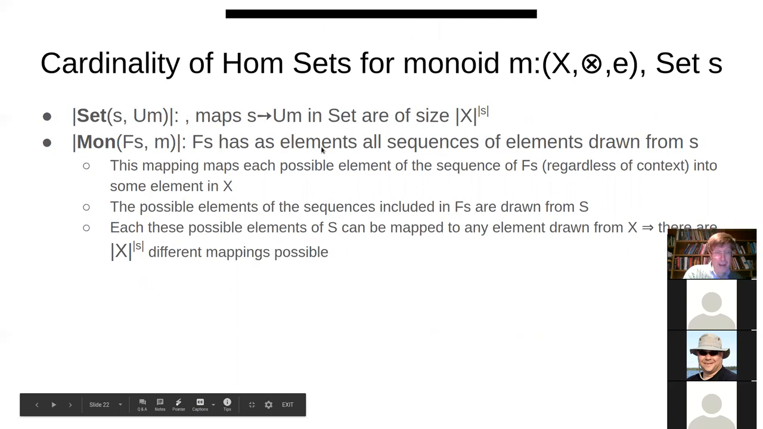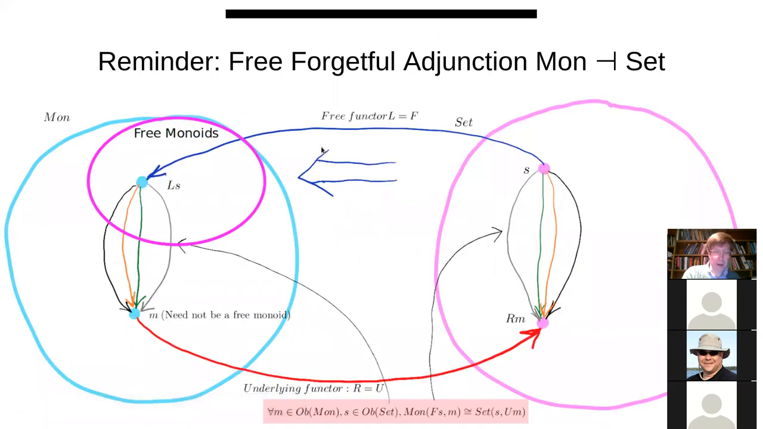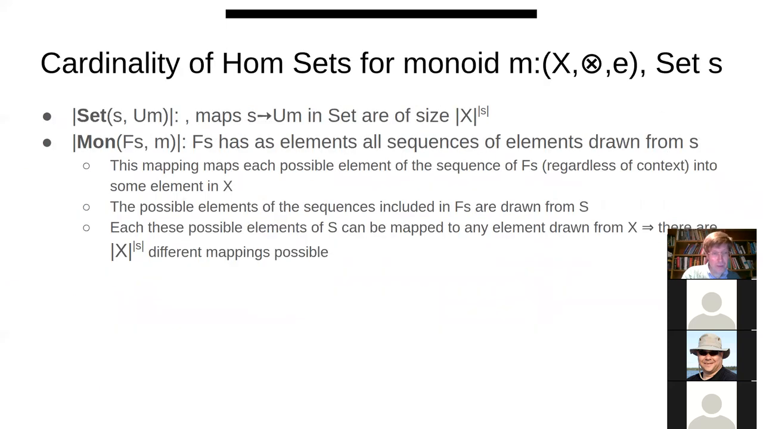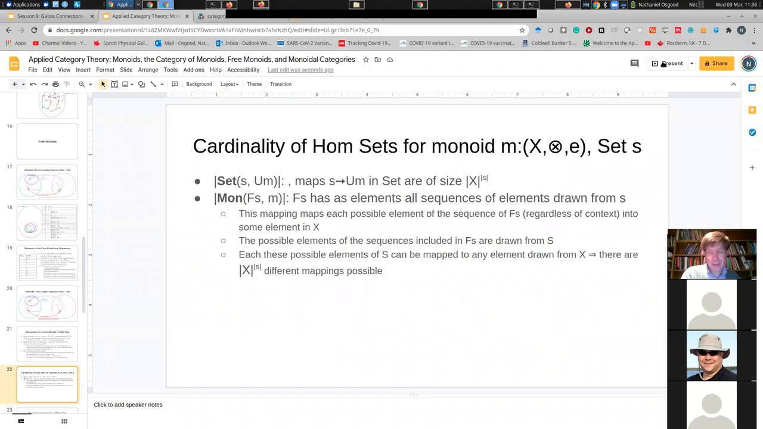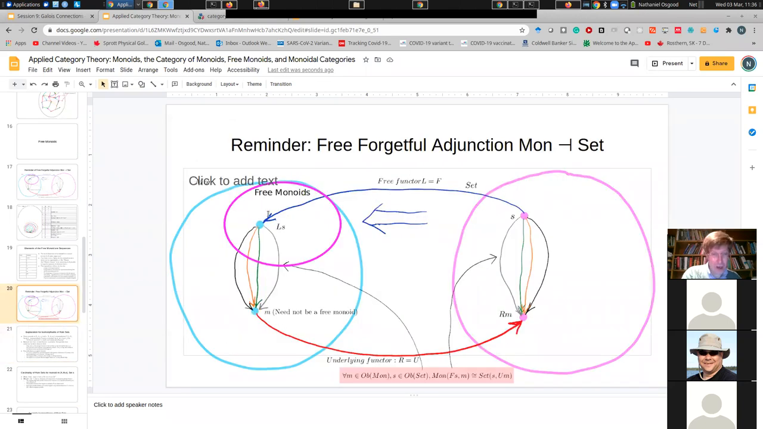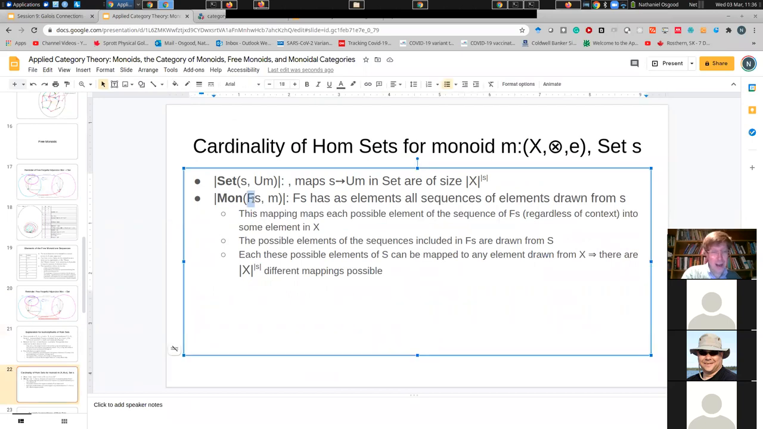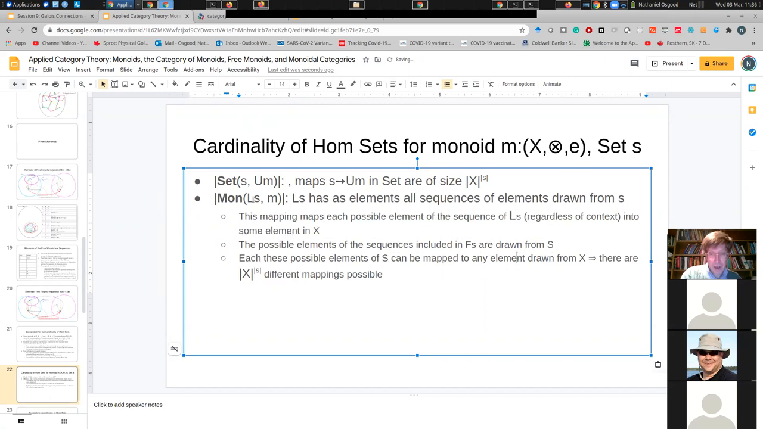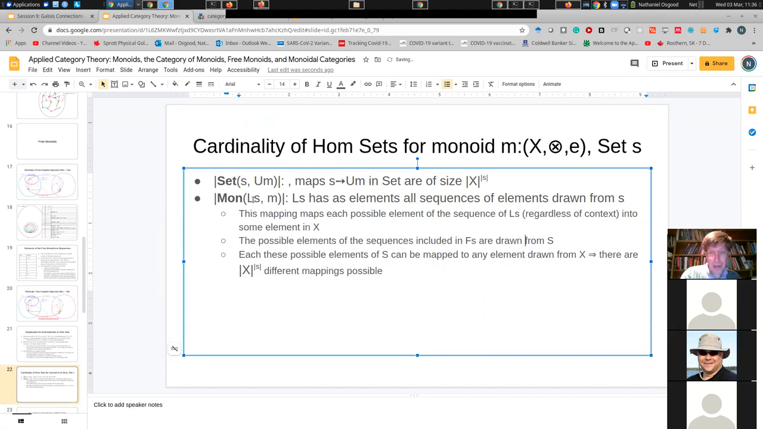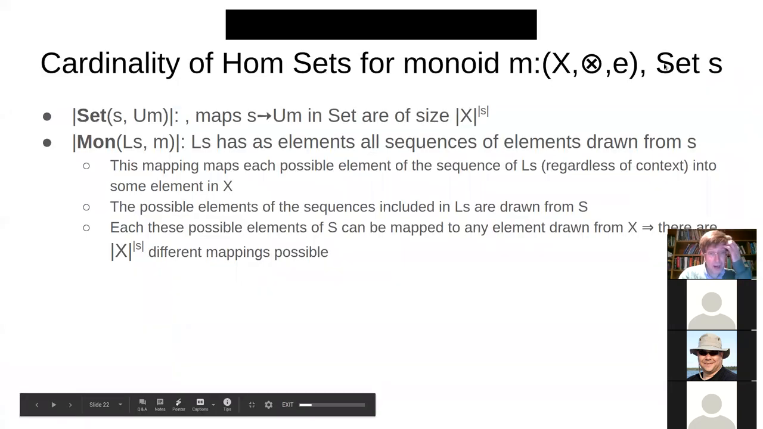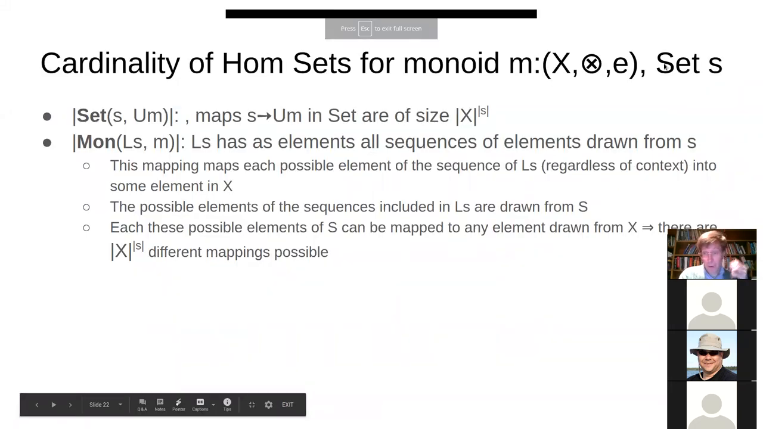So FS, oh man, or LS, I'm going to call it LS, because here I call it LS. I'm going to call it LS just to lower confusion. And now I'm in trouble because it appears a couple more places here. The reason it's the same thing is because the left adjoint is the free adjoint. And so sometimes I call it L, sometimes I call it S. And you know, I'm a bad boy.